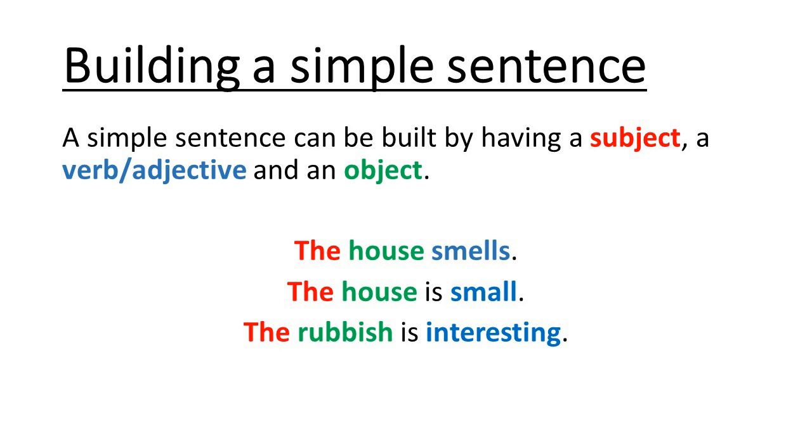A simple sentence can be built by having a subject, a verb or adjective, and an object. For example, the house smells, or the house is small, or the rubbish is interesting.